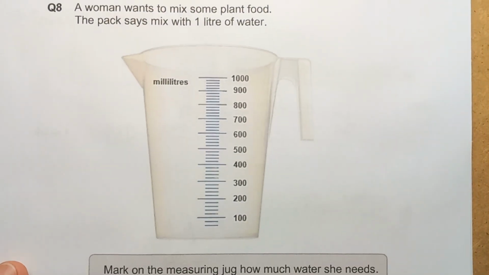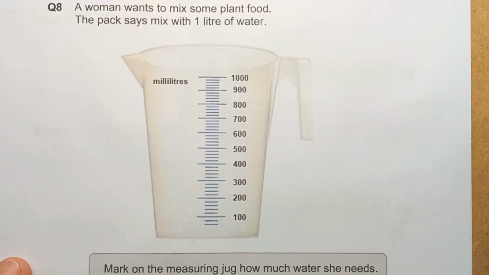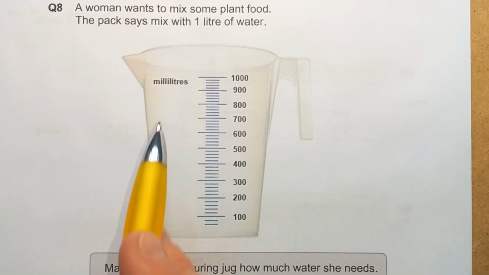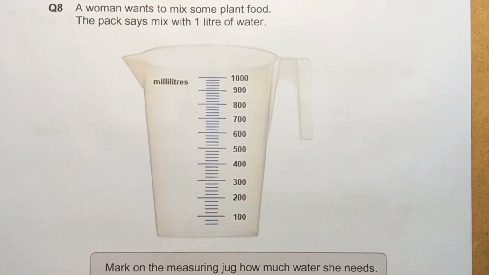Okay, question 8. Let's see if we can fit the question on here fully. A woman wants to mix some plant food. The pack says mix with 1 litre of water. Mark on the measuring jug how much water she needs. Well, this is really testing that we know how many millilitres there are in 1 litre. So not too much you can do if you don't know.